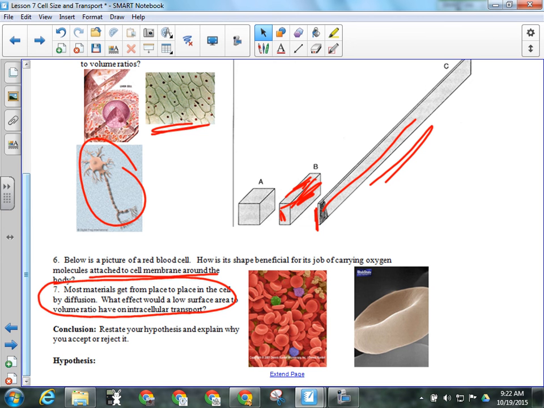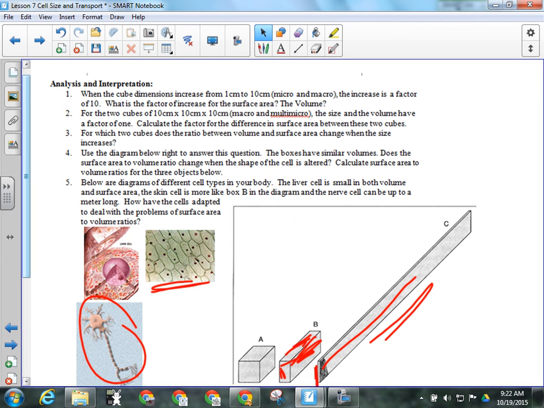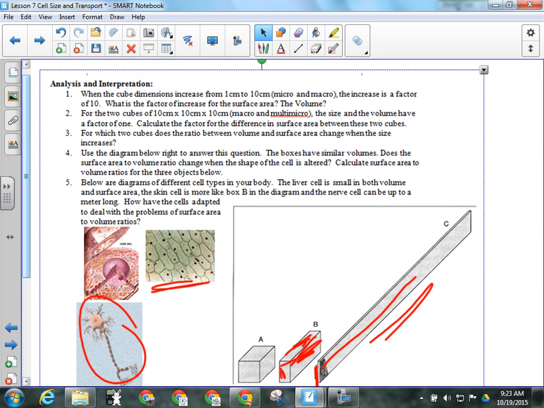One thing about the analysis questions here. The wording is weird because I took this from a book and modified it a little bit. When the cube dimensions increase from, it says centimeter to centimeter, we're using micrometers here. Essentially they're saying when the cube increases from micro to macro, the increase is a factor of 10. What's the factor of the increase of surface area and volume? Basically, how many times bigger is the surface area of macro than micro? How many times bigger is the volume of macro than micro? They're just asking you to compare.